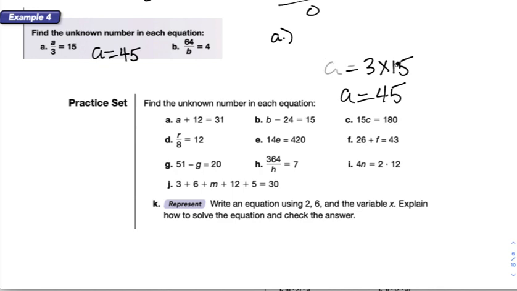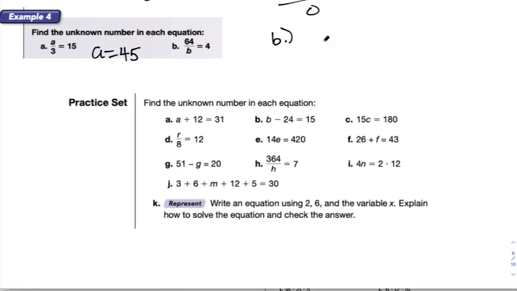So the last example, part B, is a little bit different. Notice the location of the variable. We have 64 divided by b is equal to 4. Now, this is very peculiar because it's not as simple. We have to figure out what we need to do. We are not going to do the opposite where we multiply, but what we have to do is think about what's being said.